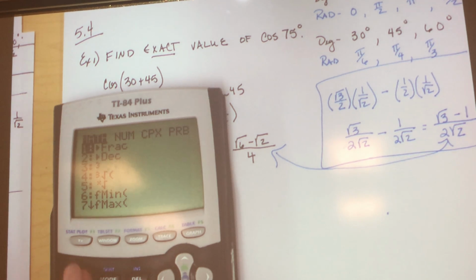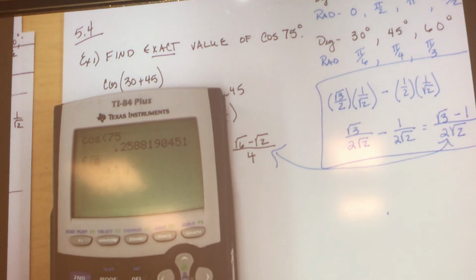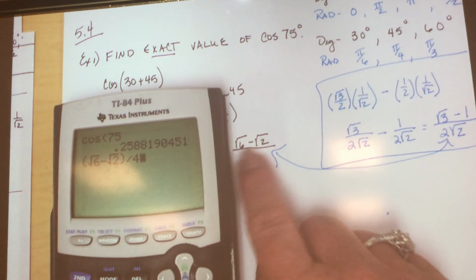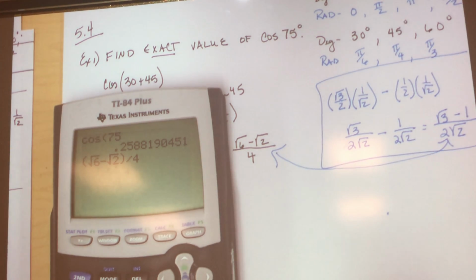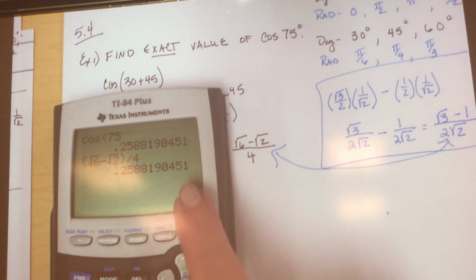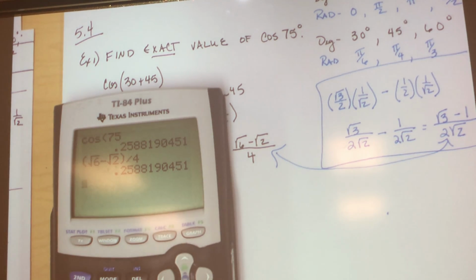I'm not going to do it that way. I'm just going to do it in parentheses. The square root of 6, close, minus the square root of 2, close the parentheses. I want all of that divided by 4. You do have to put that in parentheses if you're doing it this way, not using the fraction button, because you want the whole top divided by 4. It should be the same, and it is. So, ding, ding, ding, we won.